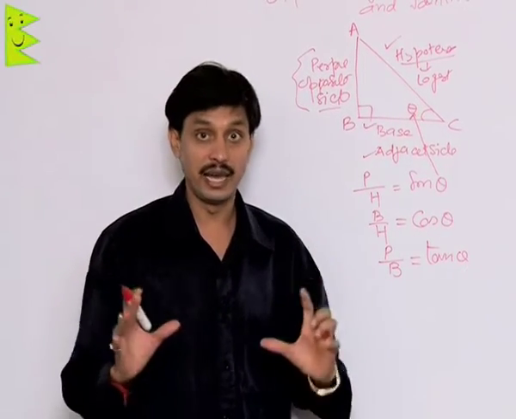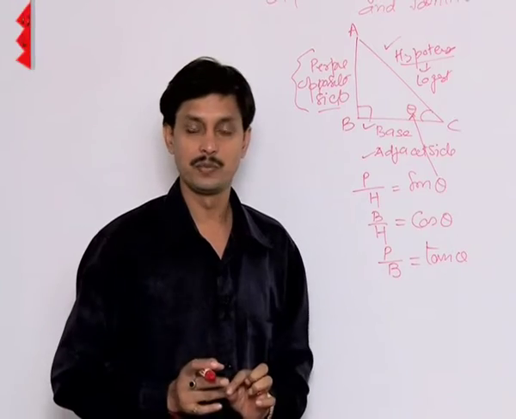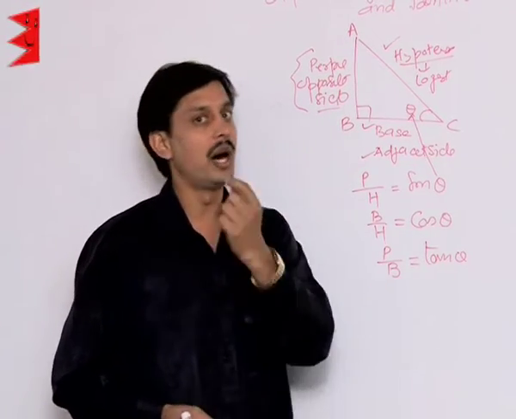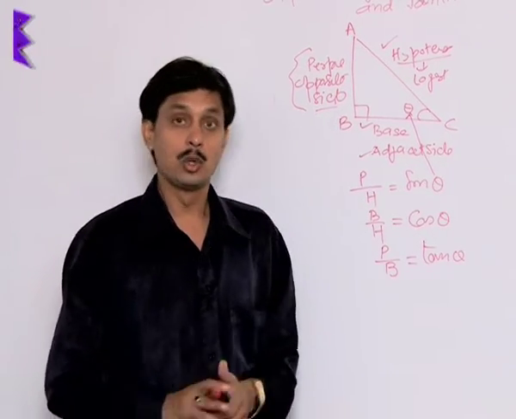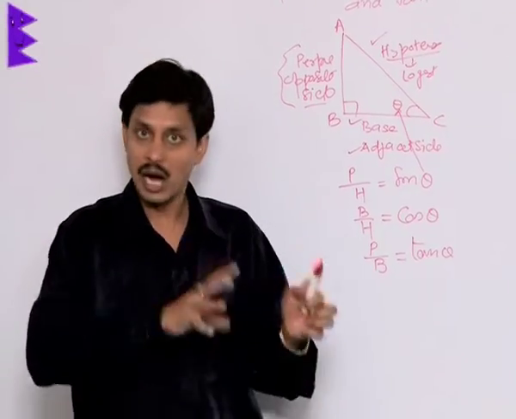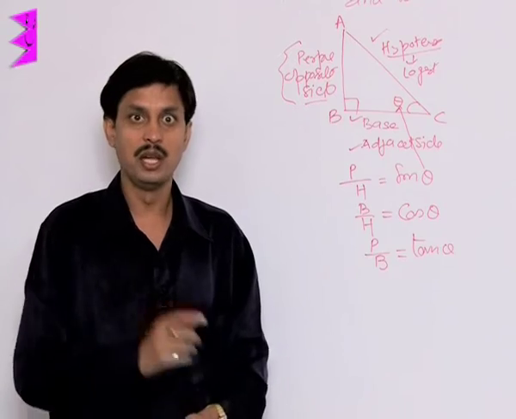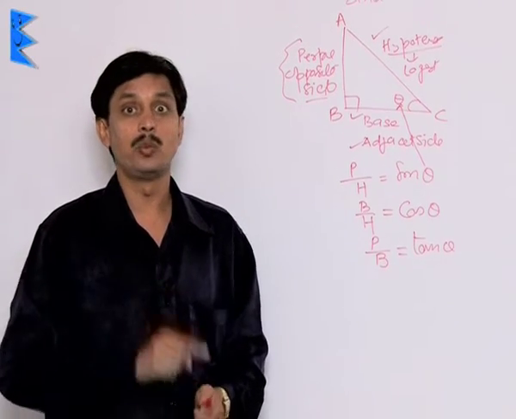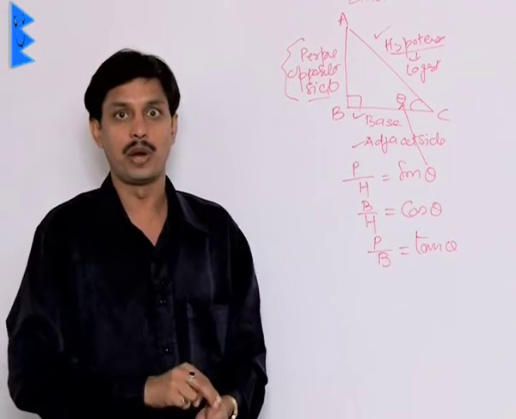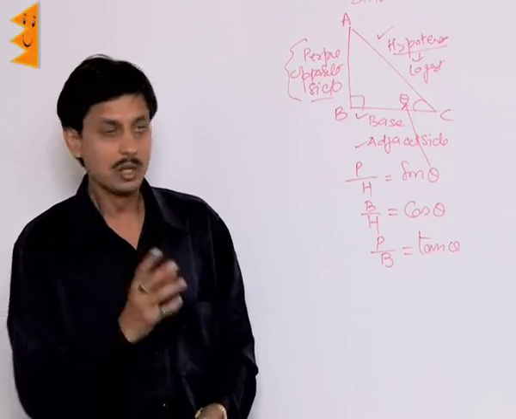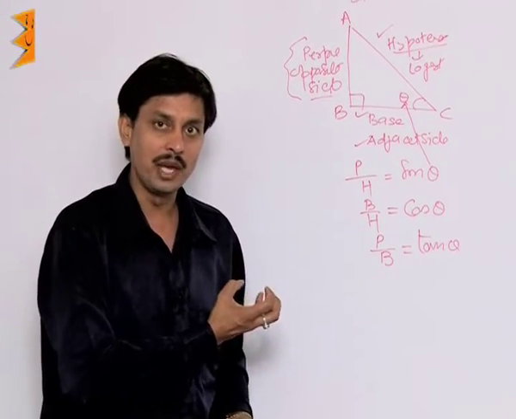A triangle has only three sides. To obtain a ratio, I need two at a time. So, how many ratios are possible? 3 into 2, that is 6 ratios are possible. We have three sides, we need two sides to find the ratio at a time. So, what is coming out to be?